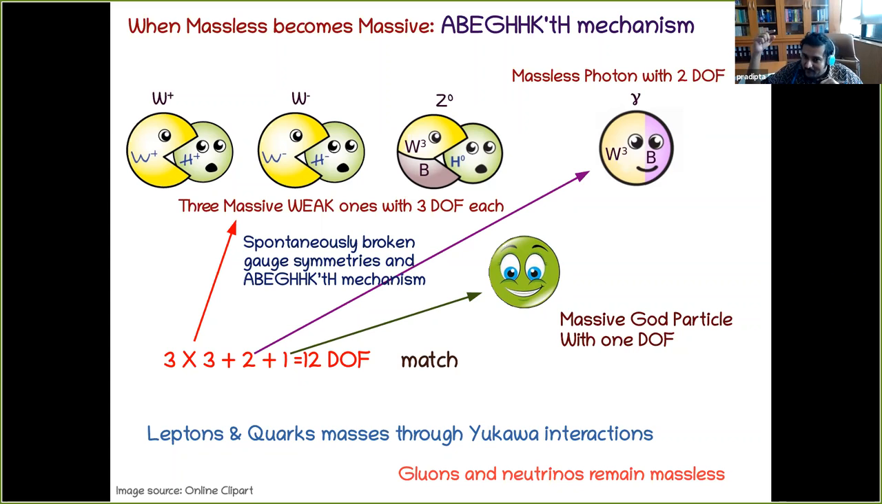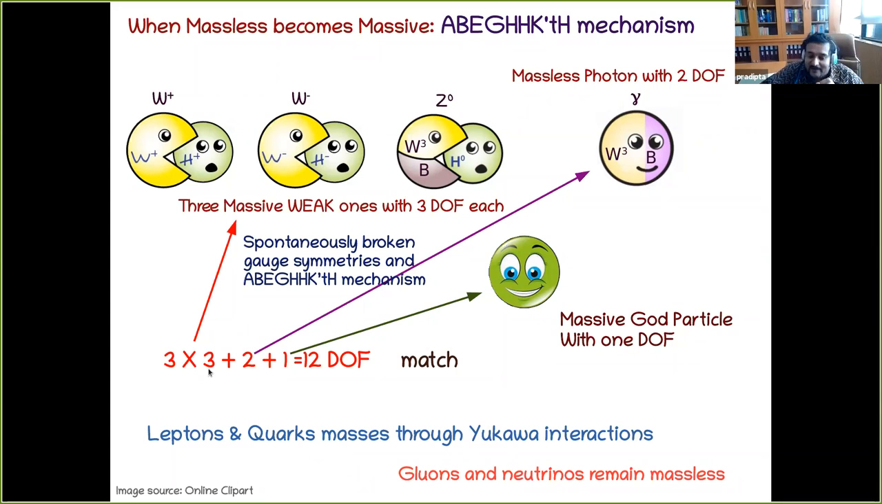So that is the beauty of this formulation. One combination, which is comprised of W3 and B, appears massive, but the other orthogonal combination remains massless, and that is why this orthogonality is needed. It is orthogonal and it remains massless. And that overall new sector gives you three gauge bosons, all massive.